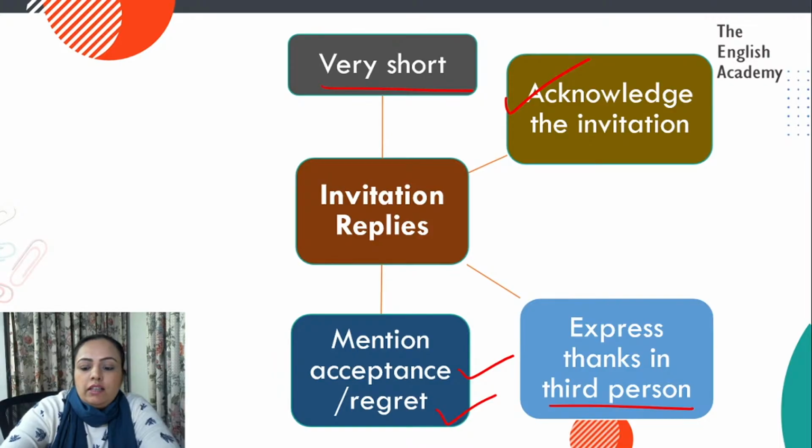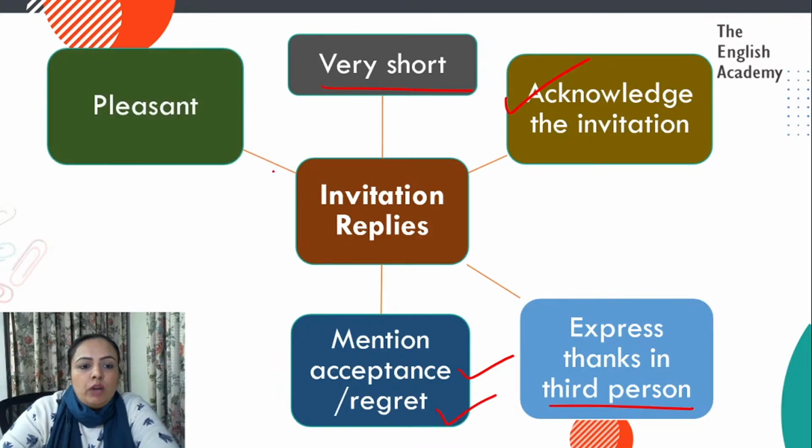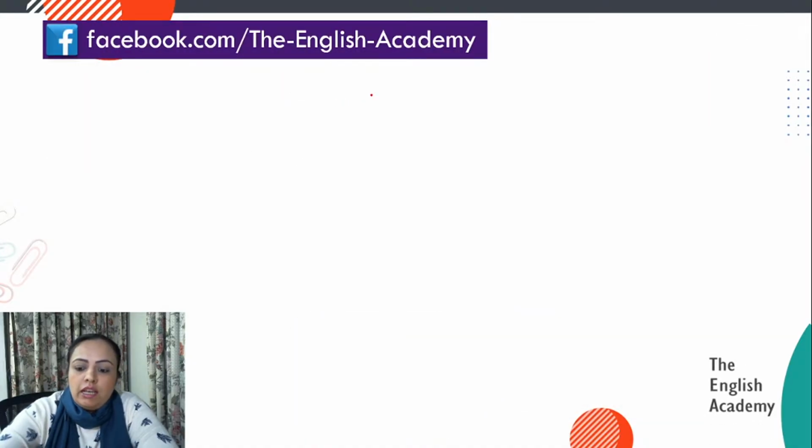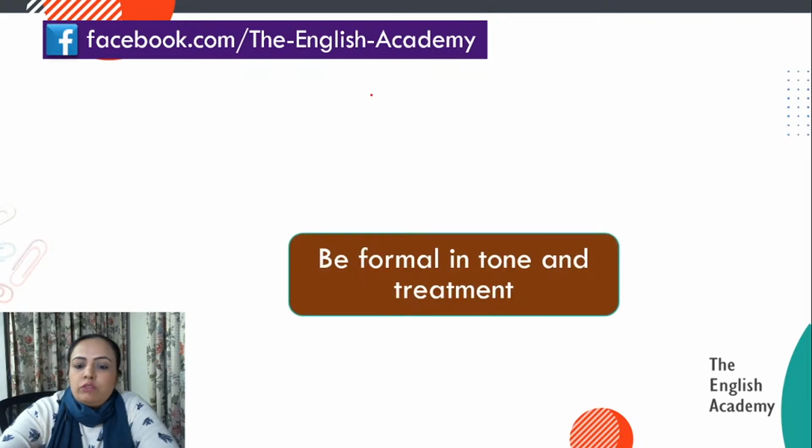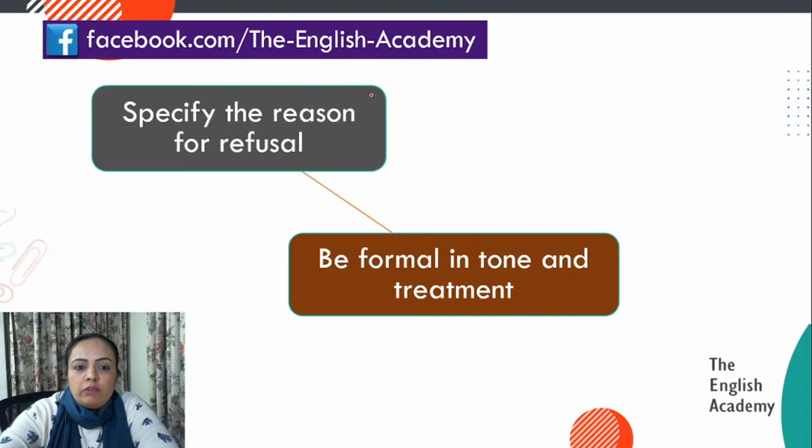And the next thing that you have to cover is that you have to use pleasant language. You have to be very formal and you have to use words which are pleasant. Informal language नहीं use करनी है, formal words use करने हैं. Another important thing is you have to be formal in tone and treatment, just like I have told you. फॉर्मल लैंग्वेज यूज करनी है. अगर आप उस फंक्शन को अटेंड नहीं कर सकते, you have to specify the reason for that.